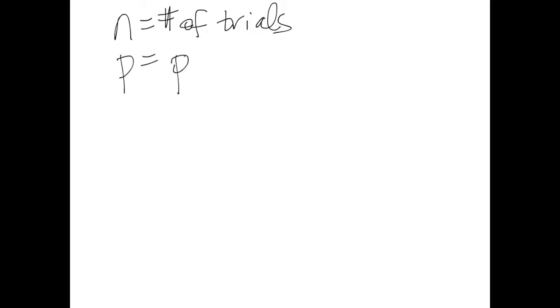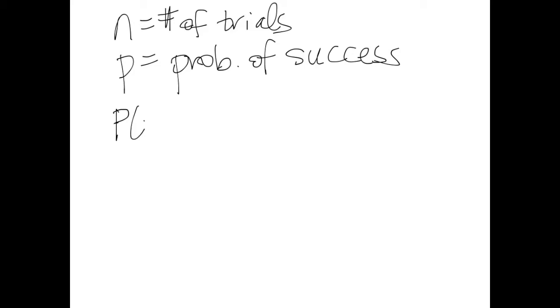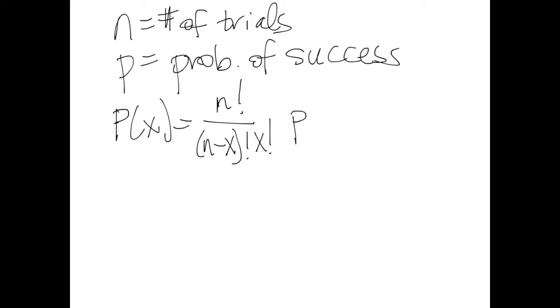So if I have n equal to my number of trials, and I have p equal to my probability of success, then I can write out the binomial distribution as P of x is equal to n factorial over x factorial times (n minus x) factorial, times p to the x, times the quantity 1 minus p to the n minus x.